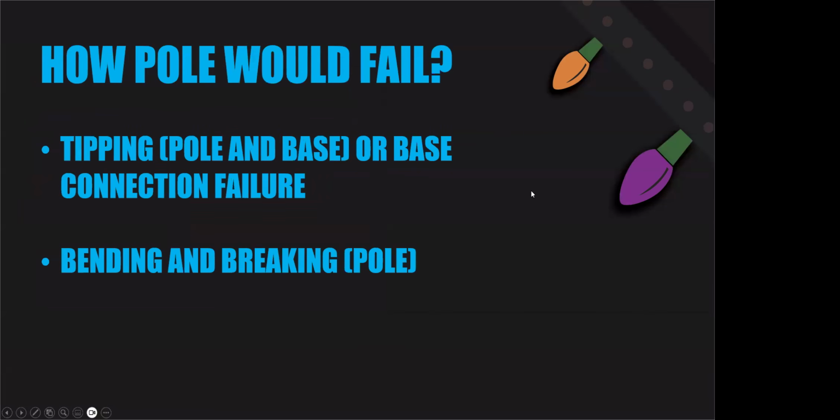So, how would the pole fail in this scenario? Well, there are two different ways. Either the connection between the base and the pole fails, which is fairly common, or you have bending and breaking of the pole. They're both bad. They both will fall over. I'll show you a few details with that.